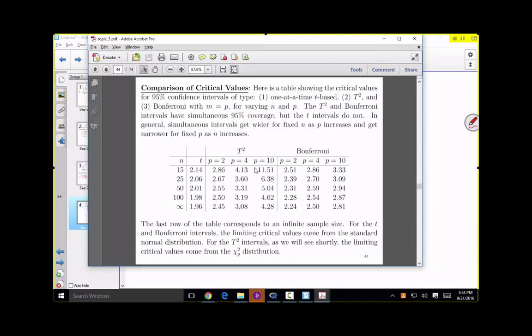Notice that they change as a function of p. The bigger the dimensionality, the wider you have to go out, because there's a curse of dimensionality issue that bigger and bigger dimensions makes it harder and harder to account for all the possible uncertainty. And then here are the Bonferroni cutoffs, and the point is if you compare t squared to Bonferroni, the Bonferroni cutoffs tend to be smaller. That means narrower, tighter, more precise intervals by Bonferroni.